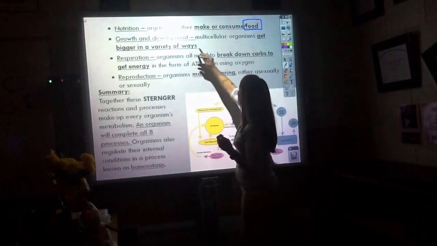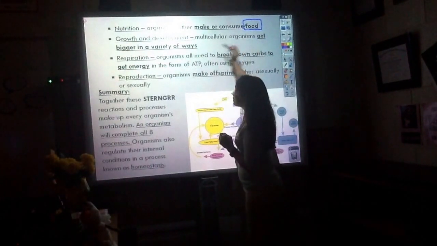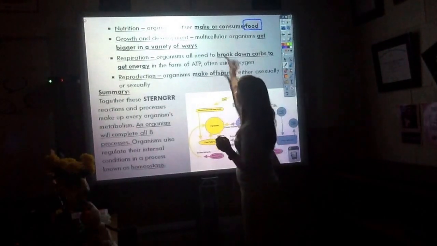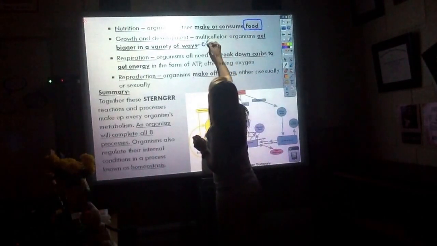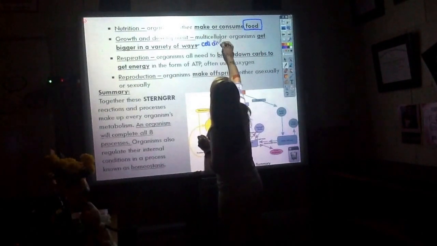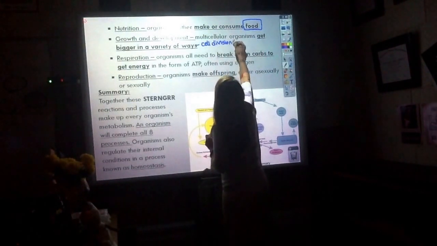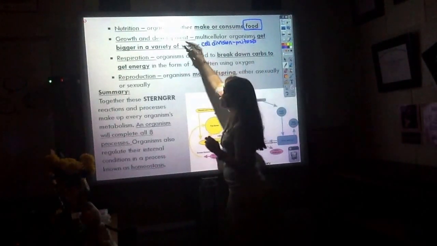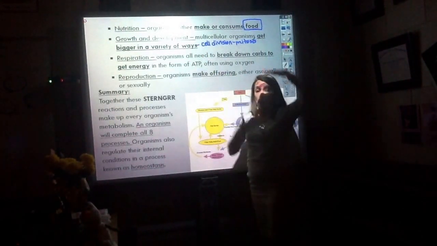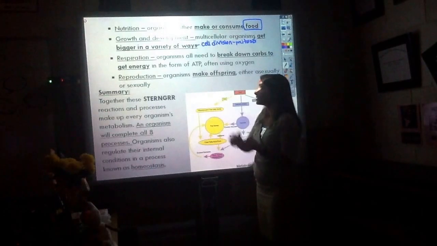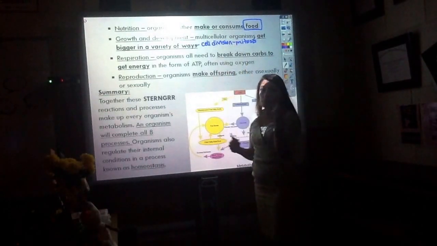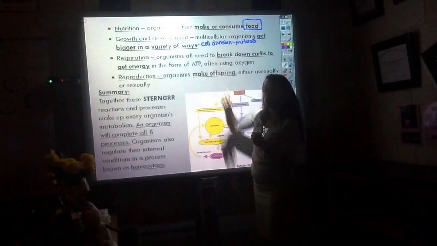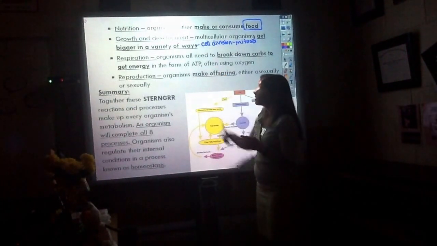Growth and development. Multicellular organisms get bigger in a variety of ways. And so we're going to talk about things like cell division. If you remember the word mitosis, mitosis is one of the ways that organisms grow and get bigger. So when we talk about plants, how does a plant go from a seed to a fully developed plant? It has to do with growing and developing.